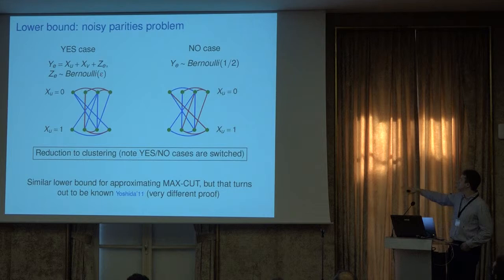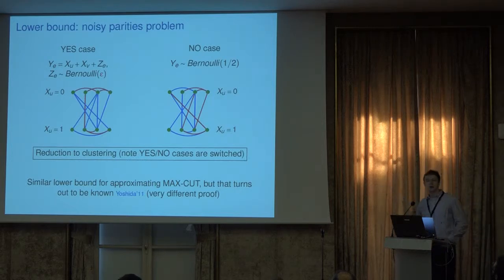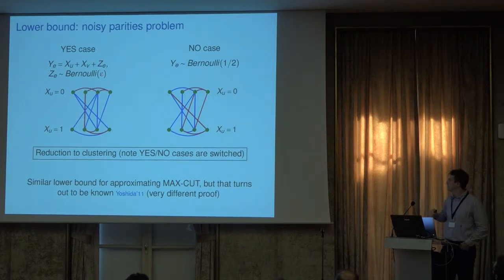We also show that a similar lower bound applies to approximating max cut value in sublinear time, but we learned after posting the paper on the archive that this is actually already known due to a very nice work of Yoshida from 2011. Our proofs are completely different, though, and use Fourier analysis, so they should be interesting on their own. So there's also a max cut result.